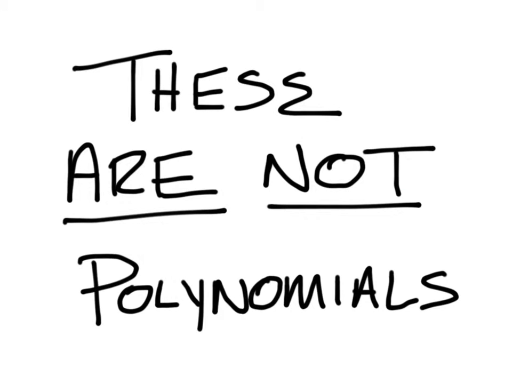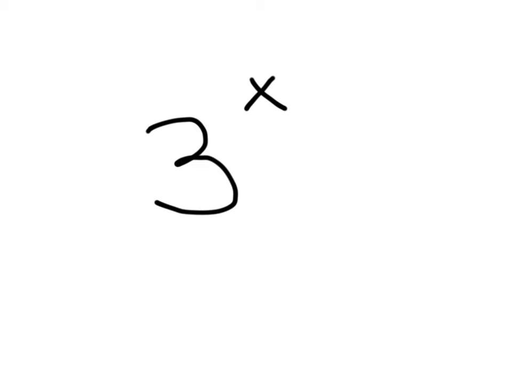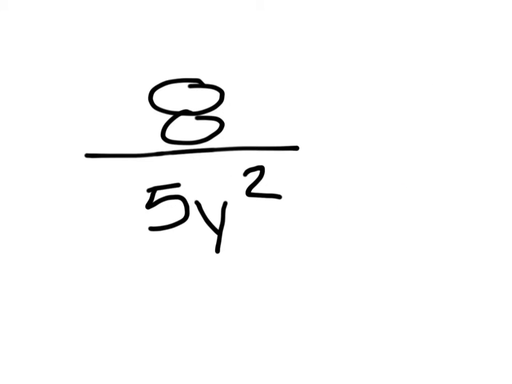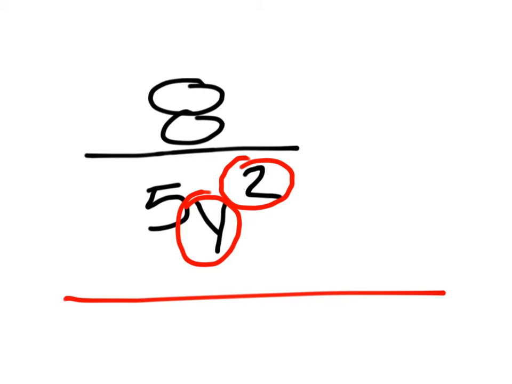The following are not polynomials. 3 to the x power. If you're going to have something that's a variable in the exponent, we're not going to consider that a polynomial. The absolute value of an expression, that's not going to be a polynomial. Eight over 5y squared. Variable on the bottom, exponent on the bottom. We're not going to consider that to be a polynomial.